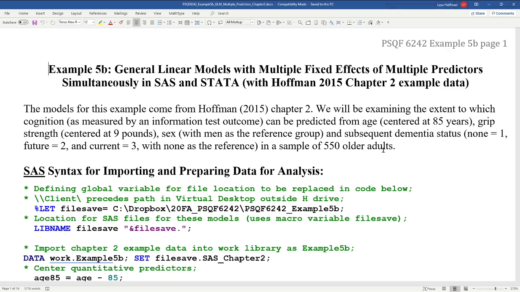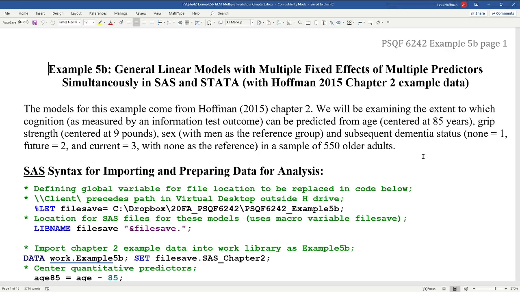These are fake data as usual. We have 550 older adults. We are going to be predicting a measure of cognitive functioning, so we'll call that cognition, which is measured by an information test. It's a measure of crystallized intelligence. The predictors that we're going to be looking at are chronological age in years, grip strength in pounds per square inch as a measure of physical function. That's a common way of controlling for physical functioning differences in older adults. We'll also be examining gender, with men as the reference, and a predictor for dementia diagnosis status.